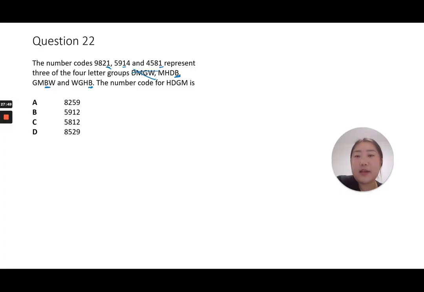So this is eliminated. Obviously, with the B's at the end, you can't tell which code is which, but for this one, you can definitely tell that it's 5914. And this is 1, and this is 1. Okay, I'll write 1 here. From there we can figure out, because we know that 4 is W, you can put 4 there, and then 4581, that one's taken, so the remaining would be 9821.